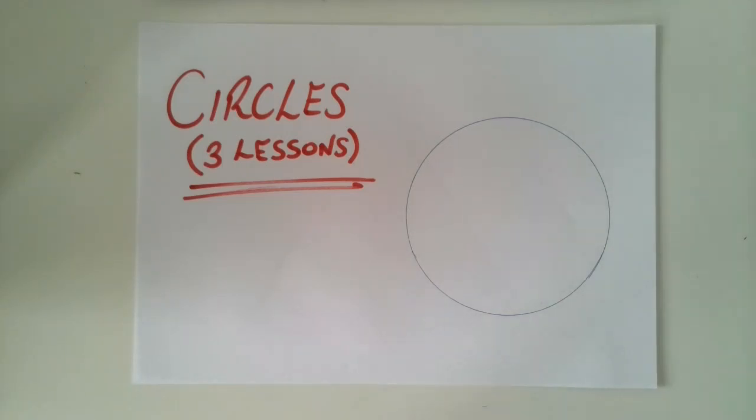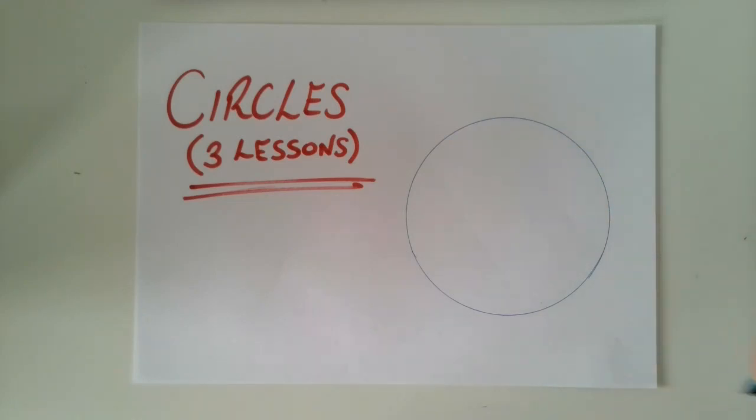Now, before we get started on the activity or the experiment, I'd like you to sketch a circle in your book or on a piece of paper, because there are 2 important parts of the circle that we need to label and you need to be comfortable with before we can make a start on this activity.